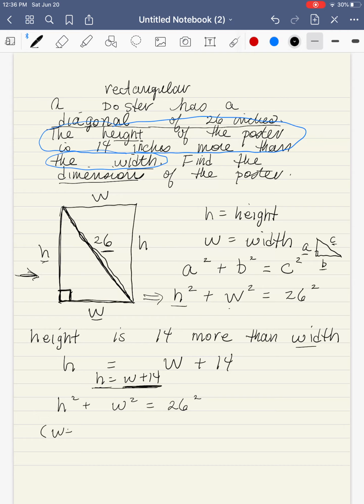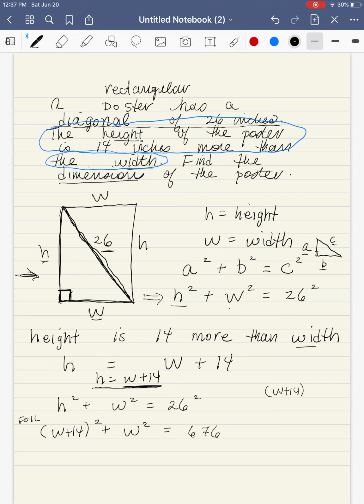I'm going to go ahead and rewrite this so I know exactly where I'm plugging in. The w plus 14 goes in place of the h. The w squared just drops down, and the 26 squared just drops down. And I can just use my calculator. 26 squared is 26 times 26, which is 676. And now I have a quadratic equation in terms of w.